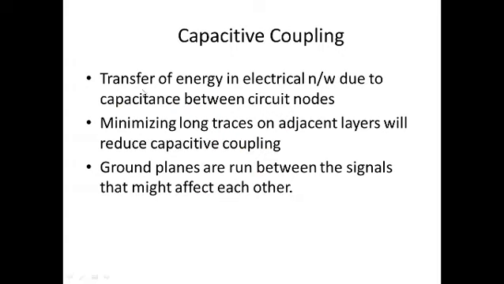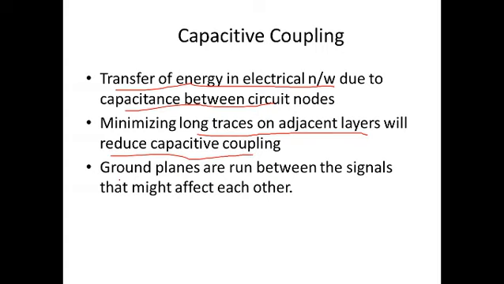Capacitive coupling. What happens in the capacitive coupling? In the capacitive coupling, there is transfer of energy in an electrical network due to capacitance between circuit nodes. Minimizing long traces on adjacent layers will reduce the capacitive coupling. So for the multi-layer PCB, this is the dominating effect. So for that, minimize long traces, and that will reduce the capacitive coupling.